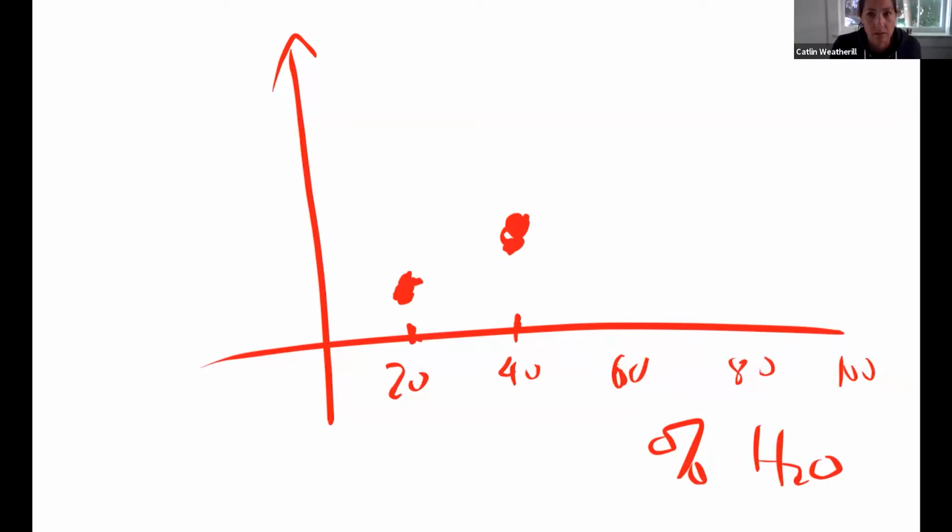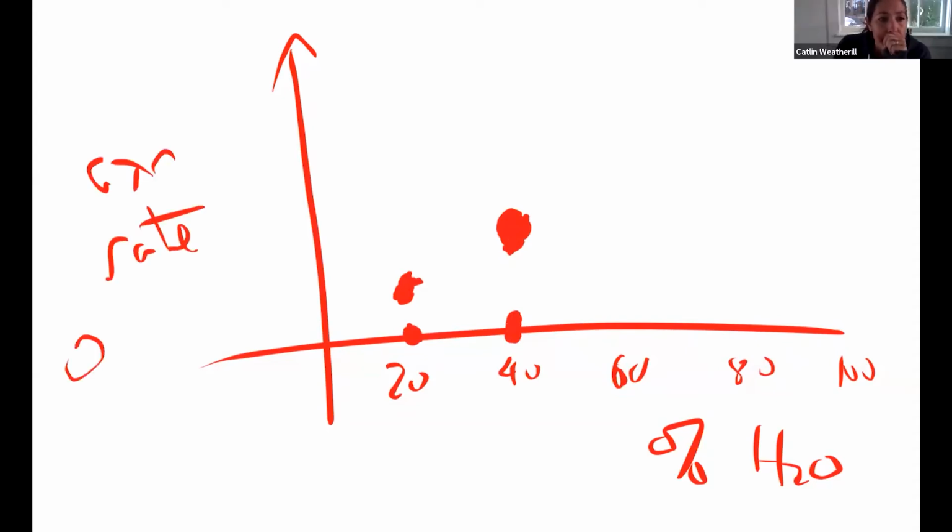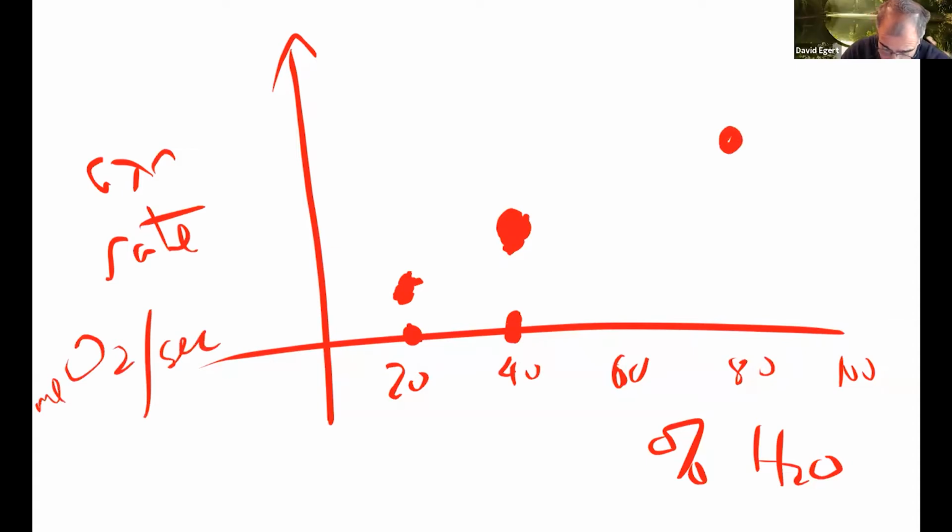Yes, we're adding higher concentration of substrate, we're seeing a faster reaction rate. What Catlin is saying is up here, these stayed the same. And actually, I think Jen was saying these stayed the same, and this even seemed to go down a bit.